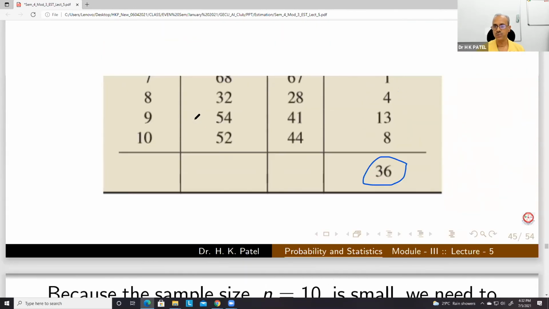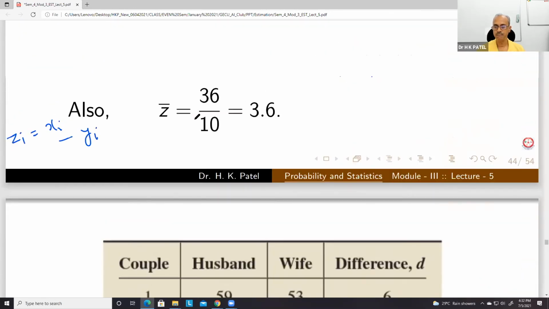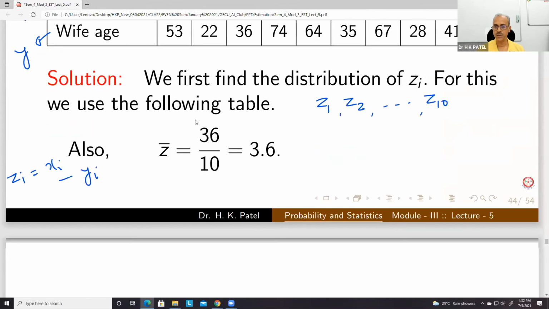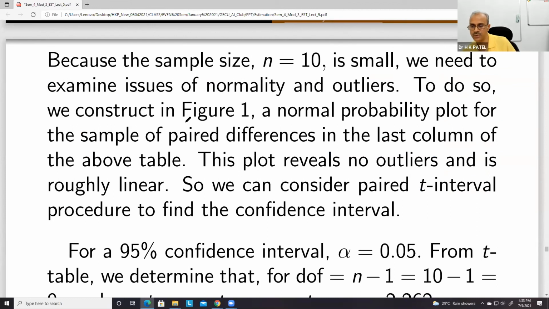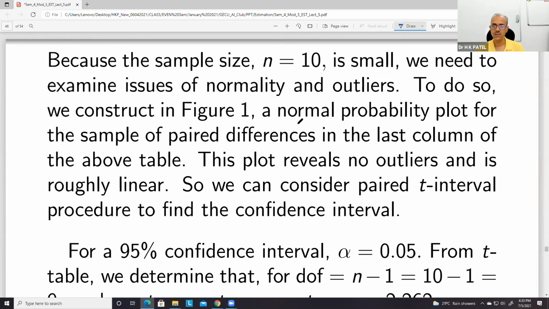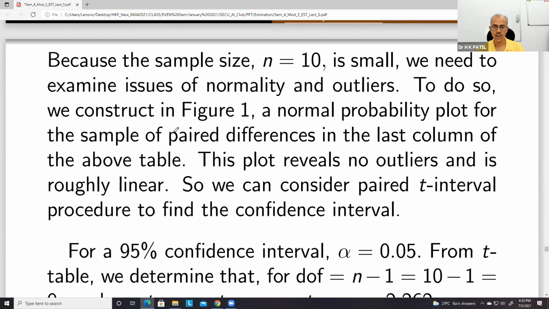Now, what it says is that this t distribution is also applicable if the given data follows a normal distribution, that is, are normally distributed. So that also we should check. If there are some outliers, we can leave them out. So this is important: we need to examine the issue of normality and outliers.